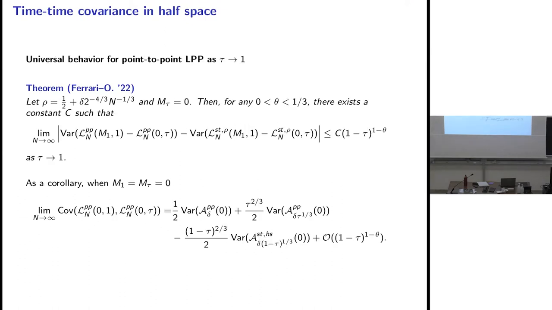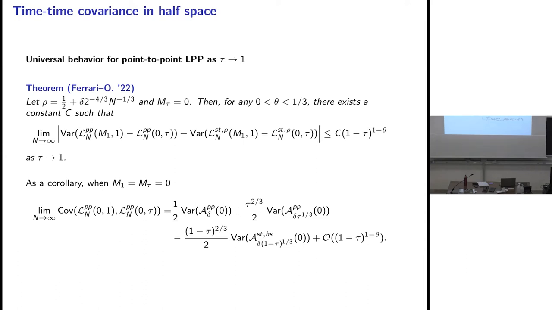And the second result is about the point-to-point last passage percolation. We are still considering times close to each other, so tau going to one. And what we can prove is that we show a universal behavior of the variance of the increments of the last passage time in the limit for n going to infinity. So you can approximate the variance of the increments of the point-to-point last passage time by the variance of the increments of the stationary model.